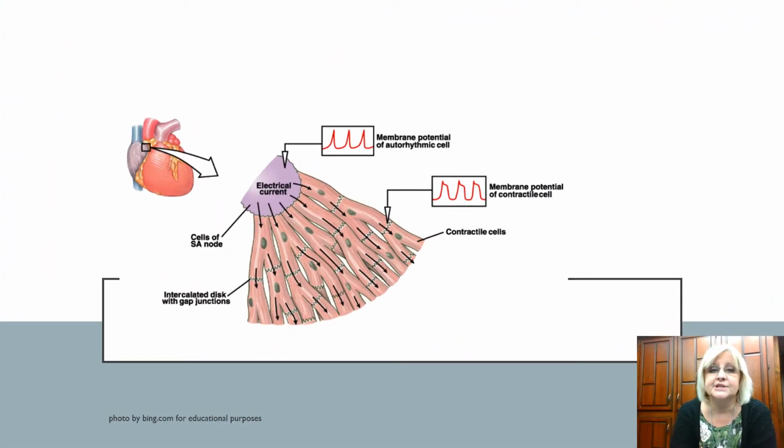The next slide gives a good overview of the electrical current leaving the cells of the SA node. If you'll note, the intercalated discs with the gap junctions. Remember back when we talked about the striations in the skeletal muscles and the heart muscle tissue, what their appearance looked like. On the top, you will see what the action potential of an autorhythmic cell looks like, remembering these are also called pacemaker cells. Then further to the right, you'll see the membrane potential of the contractile cell.